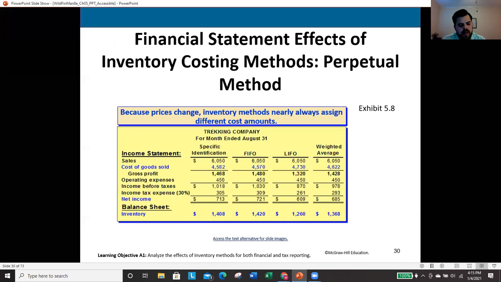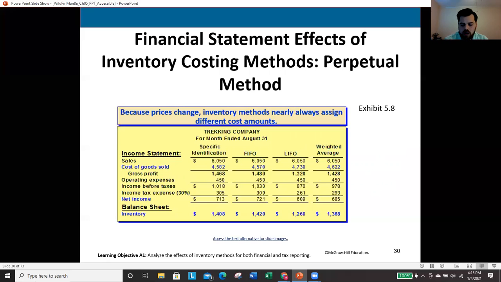Now, in this case, we're comparing all of the information that we've gotten from all of our calculations, and I want to point out a couple of things here. Notice between FIFO and LIFO, FIFO had the highest level of net income, while LIFO had the lowest. Weighted average is somewhere in the middle. Truthfully, I wish your textbook would simply switch weighted average and LIFO in their columns so you could very easily see those numbers are somewhere in between all of the numbers for FIFO and LIFO.